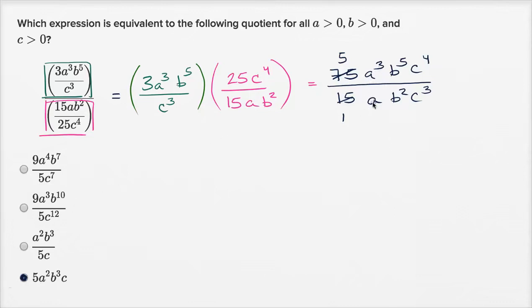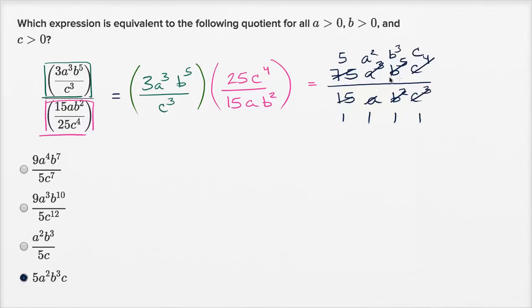If I divide a to the third by a, I could divide these both by a. This becomes a squared, and this becomes 1. B to the fifth divided by b squared is going to be b to the third power. C to the fourth divided by c to the third is just going to be c. And c to the third divided by c to the third is just going to be equal to 1. So you get 5a squared b to the third c, which is exactly what you have here.